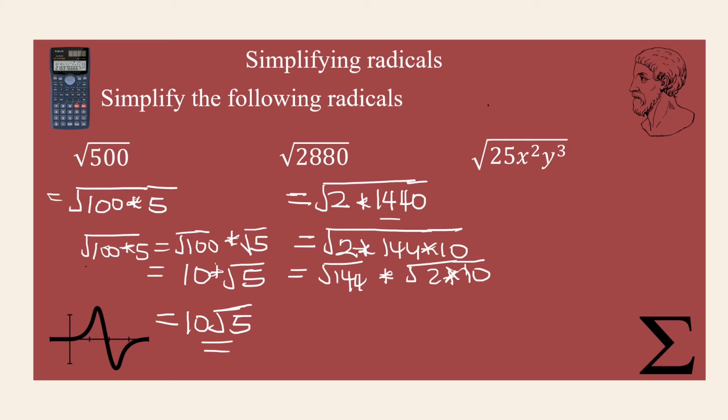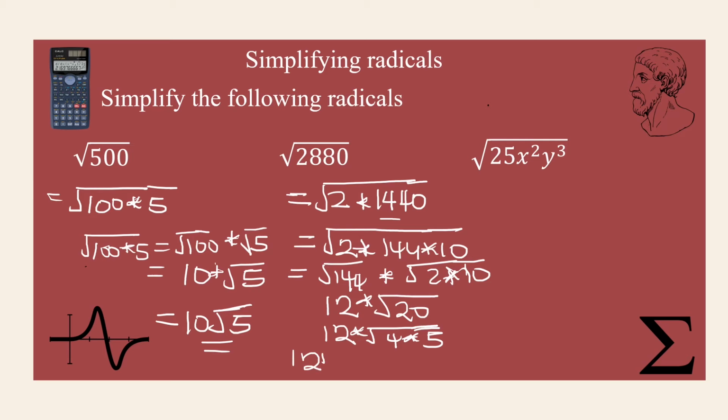I know the square root of 144 is 12, so I have 12 here. Now, is there a way to further break down 2 times 10? Well, 2 times 10 is 20, and I know that includes a perfect square, because 4 times 5 is 20. So I can further break that down into 4 times 5. I can't pull out my 5, but I can pull out my 4, because the square root of 4 is a rational number. So I'm going to pull that out.